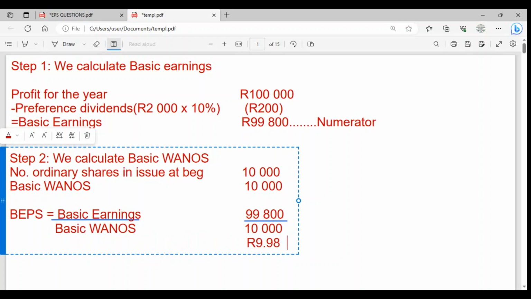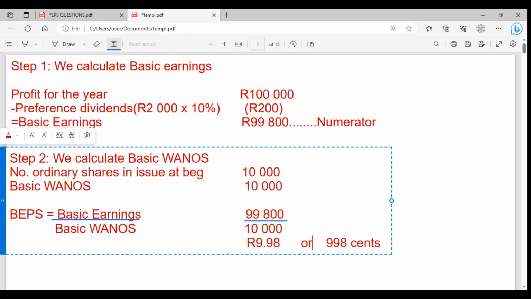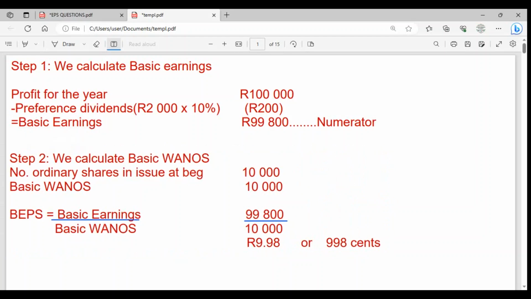Guys, you can even write this in cents. If you want to get this in cents, you simply multiply by 100. So when you say 9.98 times 100, you will get 998, and you specify here that this is the number of cents. You can disclose your basic earnings per share in rands as 9 rand 98 cents per share. And if you express this in cents, it's going to be 998 cents. So you multiply by 100 to express it in cents.